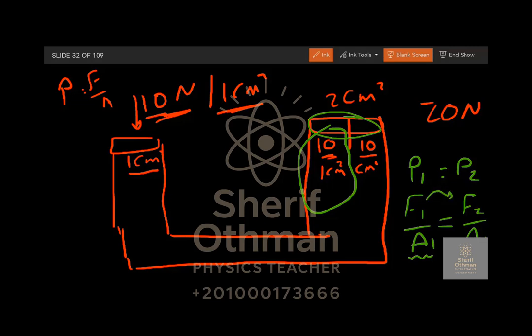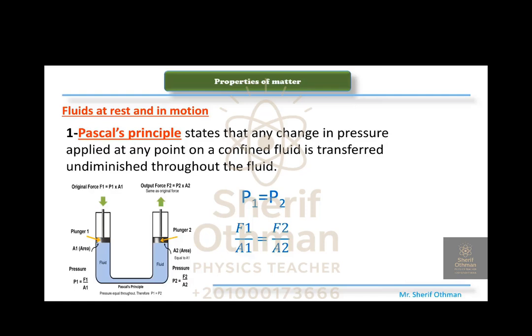So Pascal's principle was created and found to save and maintain the pressure while multiplying the effort and force applied. So Pascal's principle states that any change in pressure applied at any point on a confined fluid is transmitted undiminished throughout the fluid. P1 equals P2, F1 over A1 equals F2 over A2.